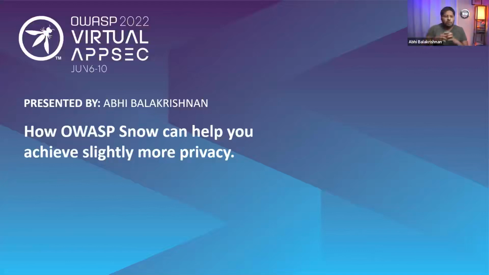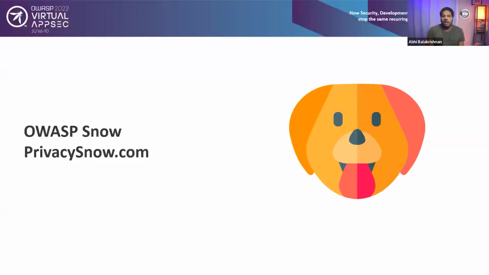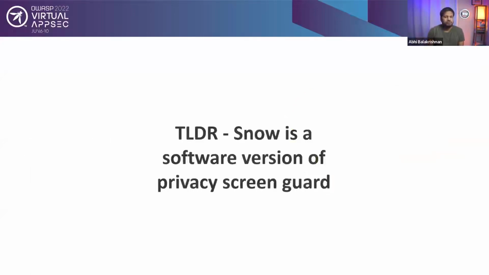Today, I'm going to talk about a new OWASP project called OWASP Snow, and we will discuss how OWASP Snow can help you achieve slightly more privacy. There's a reason why I'm saying slightly more privacy, because this tool cannot obviously give you 100% of privacy. The website for Snow is privacysnow.com, and this is the logo or mascot for the project. The project name is OWASP Snow.